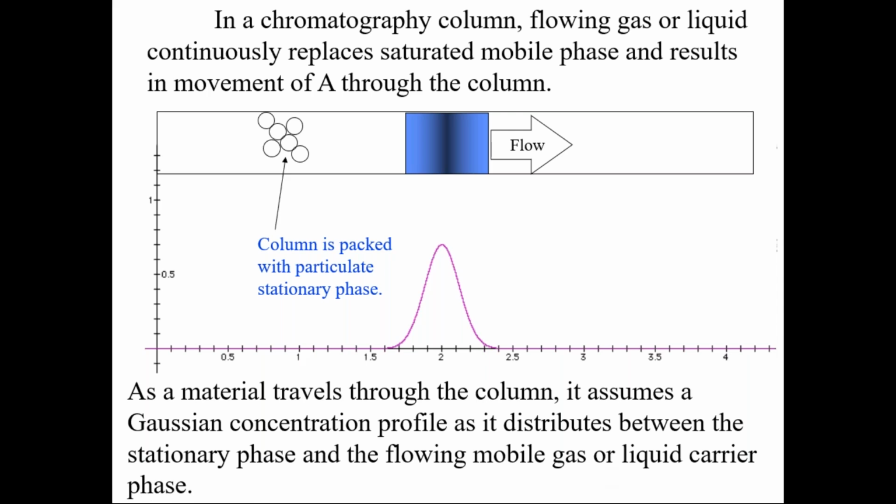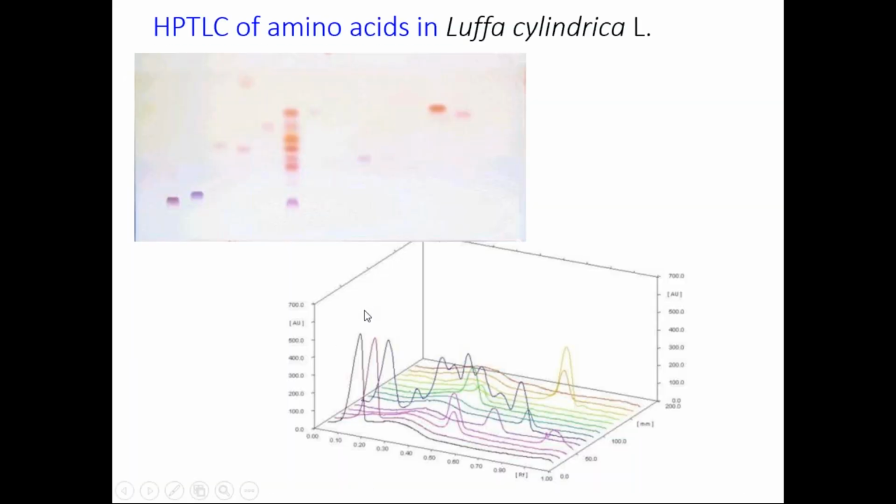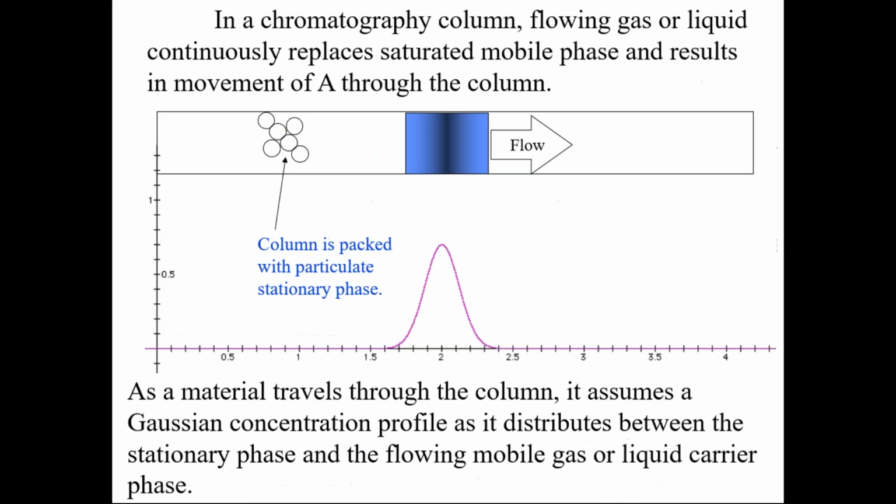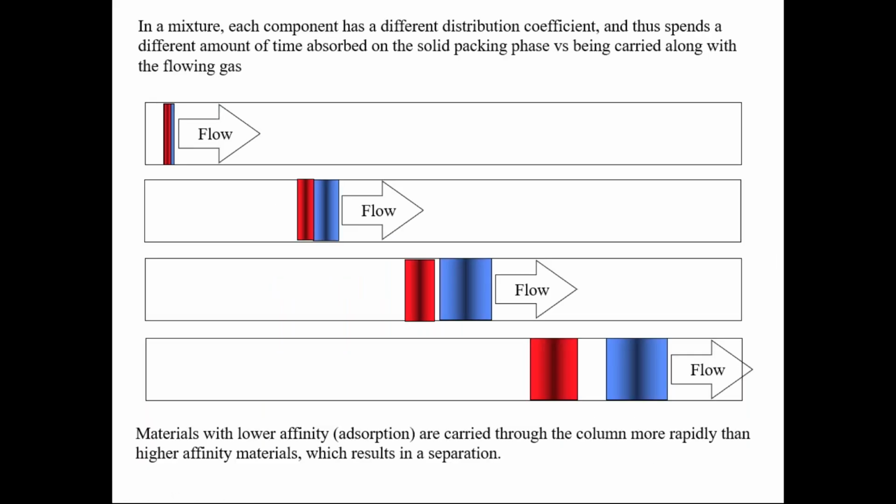In TLC also, if you have a spot and the scanning is done, we have seen that even in TLC, you get the Gaussian distribution. So in column chromatography, as the solvent moves, it carries the analytes and distributes the analyte between the stationary phase and the mobile phase in a Gaussian concentration profile. So this is what happens in column chromatography.